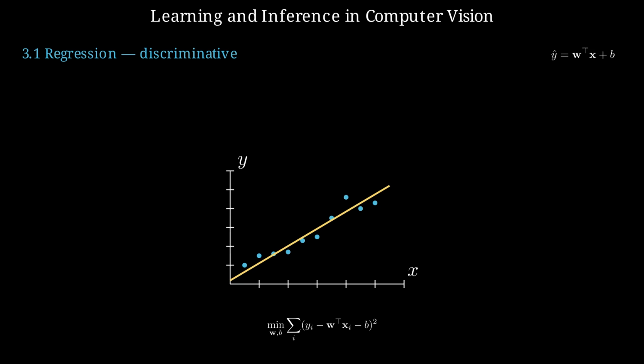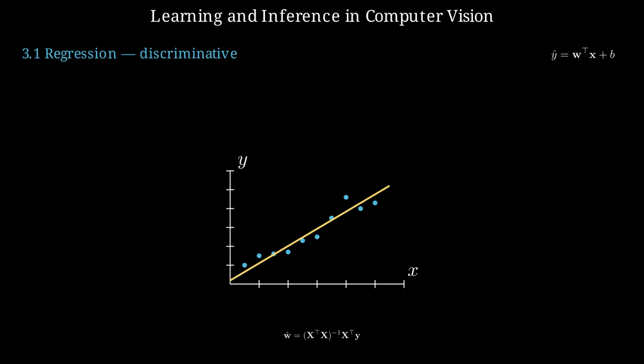The discriminative formulation posits a parametric function y hat equals W transpose X plus B and chooses parameters to minimize the sum of squared residuals on training data. Geometrically, we seek the line or hyperplane that best fits the scatter of points. The squared loss solution has a closed form in the linear case. W hat equals the inverse of X transpose X times X transpose Y.